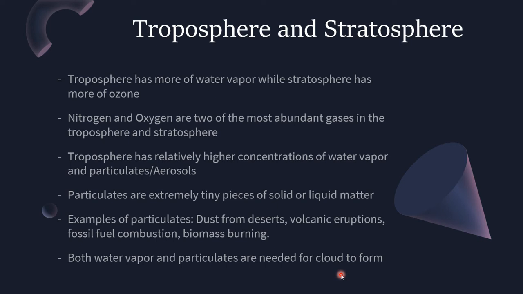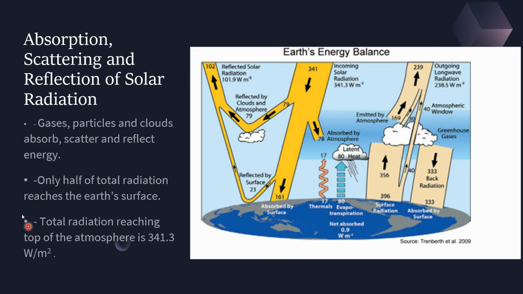So these are the things we will be talking about: cloud formation as well. Next, absorption, scattering, and reflection of solar radiation. You already learned about solar radiation, the energy that we receive from the sun, that comes in different ways, that is absorbed in different parts of our atmosphere, that is released differently from different objects.